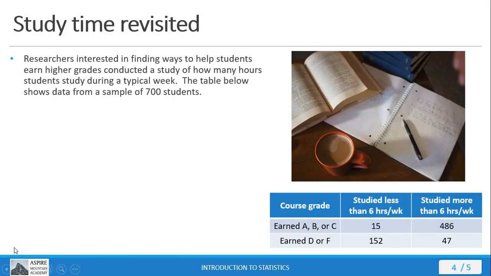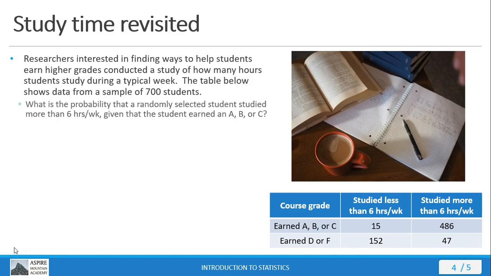Let's look at the same problem, but now let's swap things out again with the order. So same problem, but now we're asked what is the probability that a randomly selected student studied more than 6 hours a week, given that the student earned an A, B, or C. Go ahead, pause the video, work the problem, come back, and we'll see how well you did.